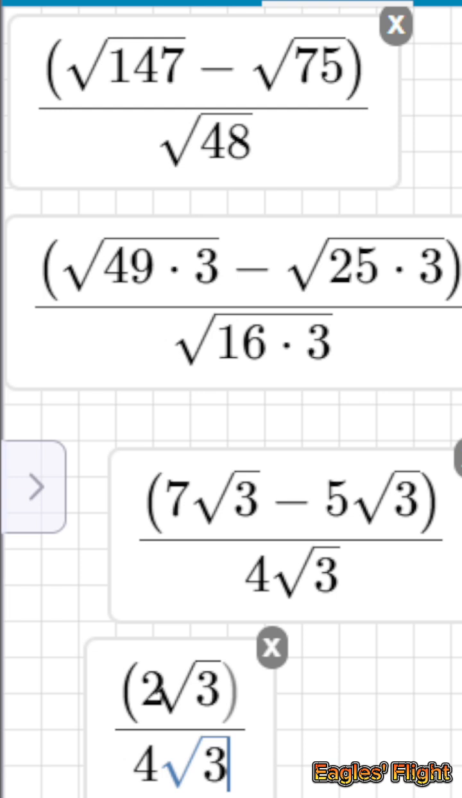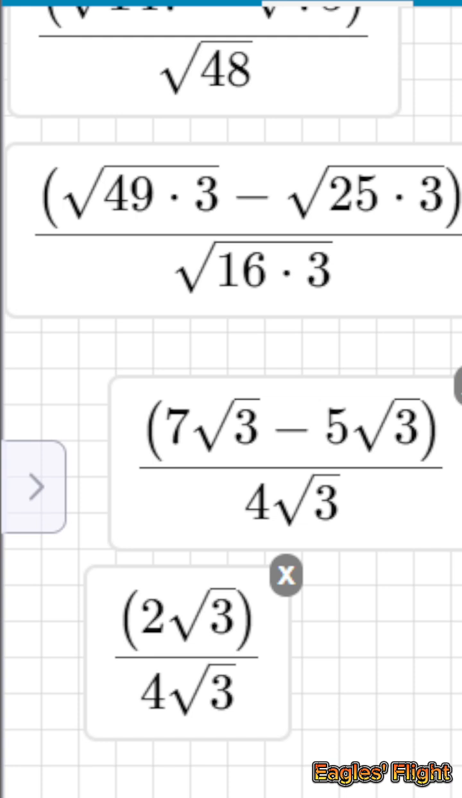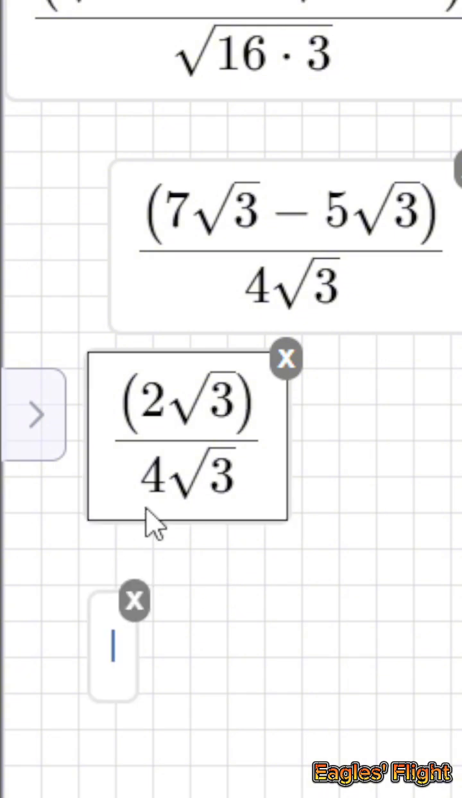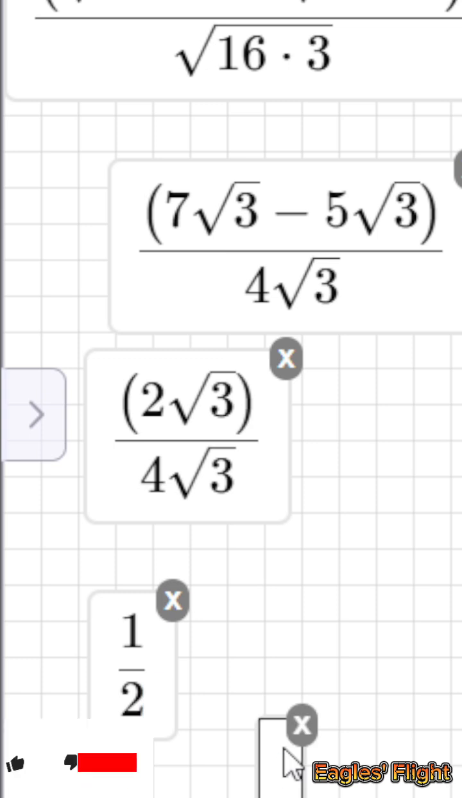Let me adjust our board just a little. So now what do we have here? Root 3 can divide root 3, that's 1, and 2 in 4 is 2, so this gives us 1 over 2. So the answer for that question is a half, 1 over 2.